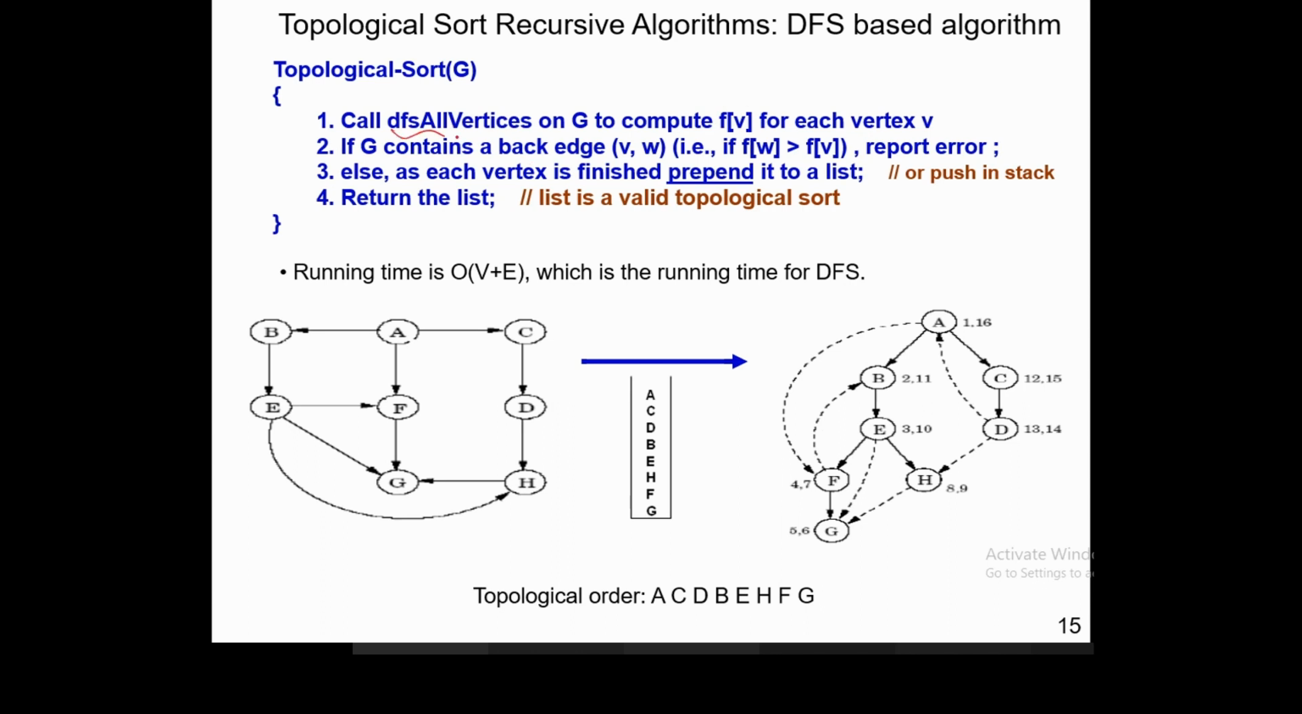So we will apply DFS on all the vertices of G and find out the finishing time for each vertex. And if G contains a back edge (v, w), that is, the finishing time of w is greater than the finishing time of v for a particular edge (v, w), then this algorithm will report an error. Otherwise, each vertex's finish time will be added to a list by using a stack. So basically we will push each vertex of this graph G into the stack.